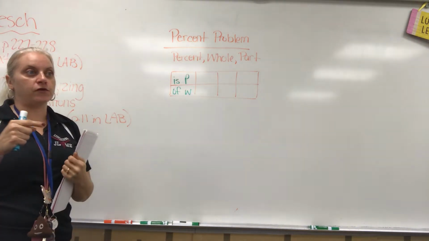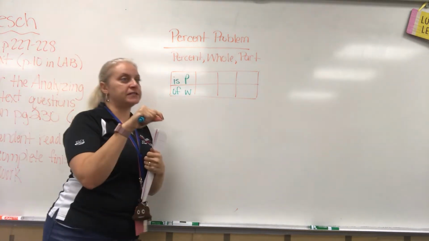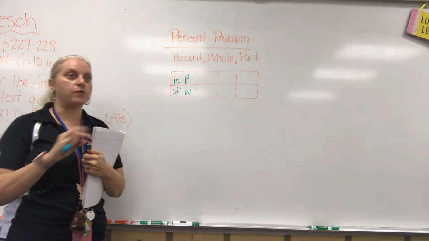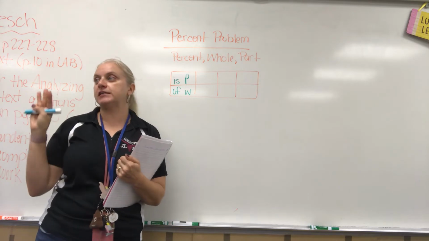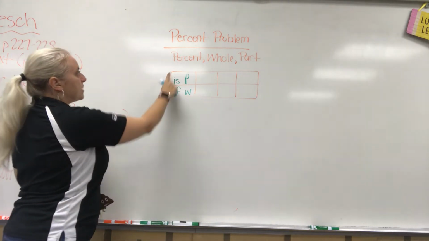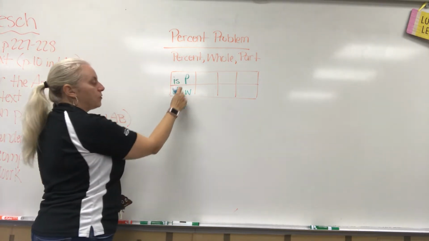So yesterday what we focused on was always looking for the part that was missing. So that's not going to be the case anymore. Now we've got the three different things we might be looking for, and it's up to us to figure out which one is missing. So we set up our ratio table, and we always label when we don't have real labels.